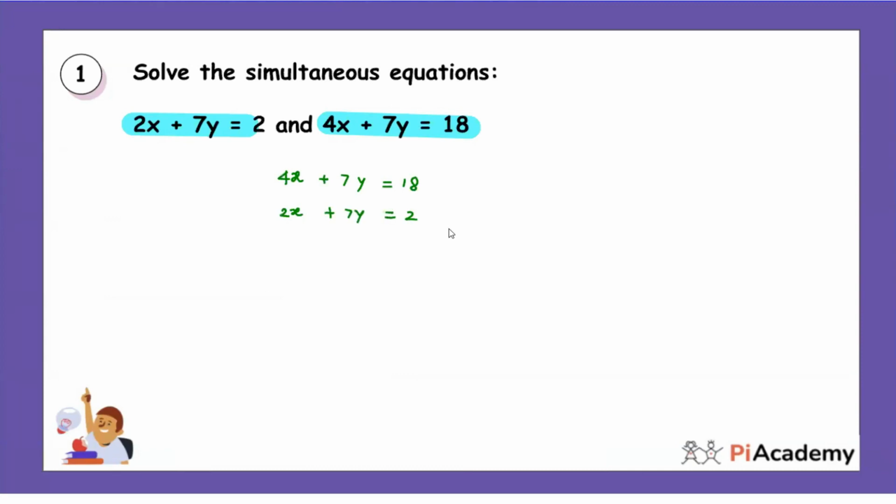After having this, step number 1 is what? Step number 1 is all about elimination. Elimination of any one of the variables. So here you have two variables, x and y. If I add, then what will happen? 6x plus 14y, right? And in that, I'm not able to eliminate any one of them.